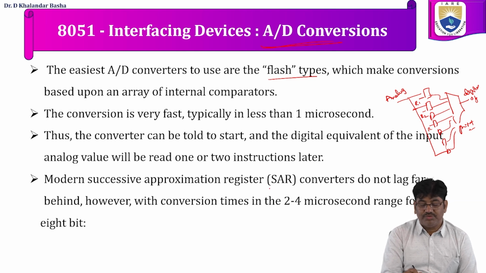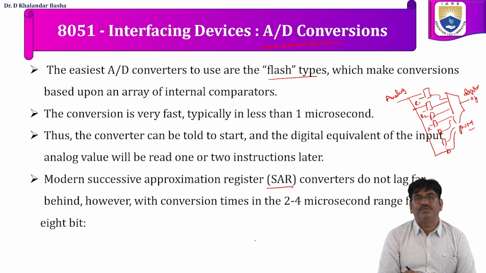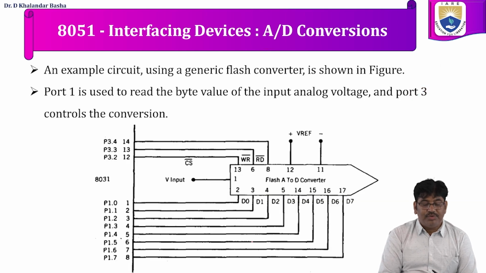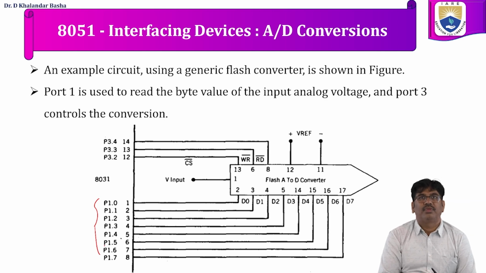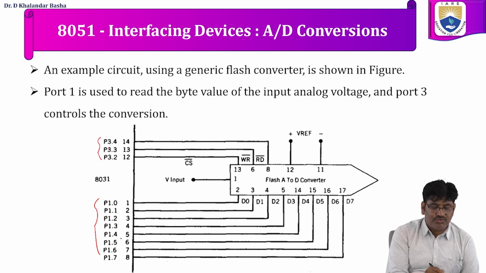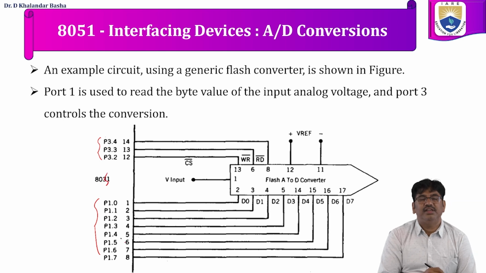Modern successive approximation register converters, which use the successive approximation method, do not lag far behind. However, the conversion time is in the 2 to 4 microsecond range for the 8-bit case. So an example using a generic flash converter is shown in the figure, where port 1 is used for reading the byte values of the input analog voltage, and port 3 is used for generating control signals in the 8051 microcontroller.